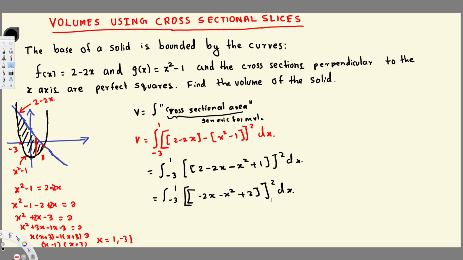So this one, what we can do is separate this as two parts and multiply. Minus 3 to 1, and I write this one as (3 minus 2x minus x square) times (3 minus 2x minus x square) dx. So let's multiply everything and see what we get.